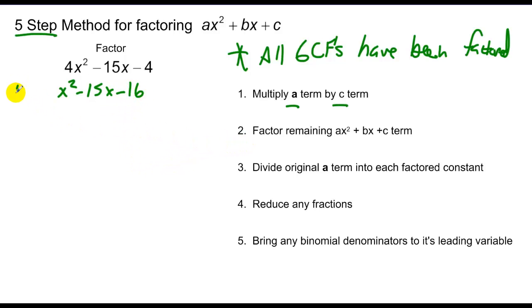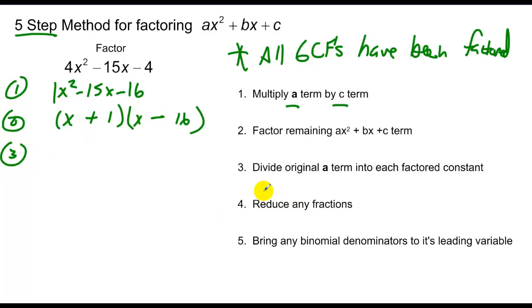Second step, we're going to factor the remaining term here. So notice I have a 1x squared minus 15x minus 16. That's just what multiplies to negative 16, adds to negative 15. So it's x and x, 16 and 1, negative and positive. That's step 2. Step 3, we're going to divide our a term into our factored constants. So that means take and divide 1 by the original a term, which was 4, and 16, and divide that by the original a term, which is 4.